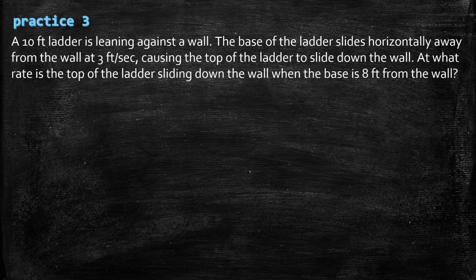So we're going to end with one more related rates practice problem. We'll certainly tackle others in later videos, but for this video, this should be sufficient. A 10-foot ladder is leaning against a wall. The base of the ladder slides horizontally away from the wall at 3 feet per second. And this is a classic related rates problem.